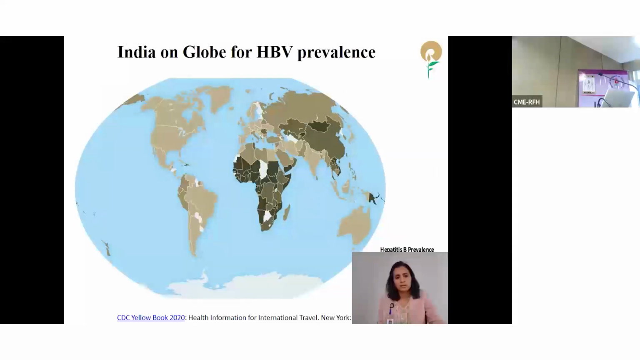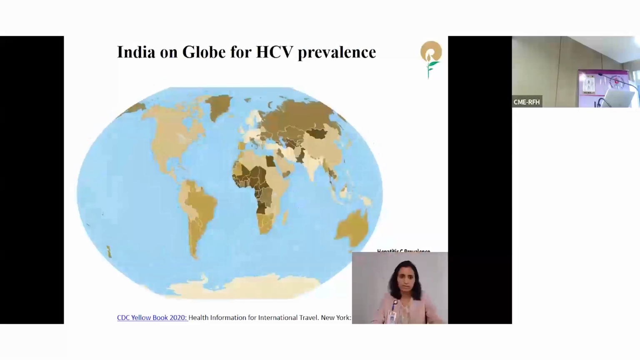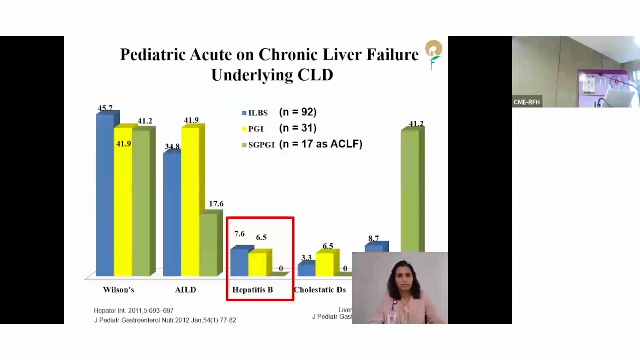To start a topic like this, we have to understand where India is on the globe for hepatitis B. We, as a country, are in the low intermediate range for hepatitis B prevalence. For hepatitis C prevalence, we are in a very low zone. However, because of the sheer number of patients and the population that we have, 7 to 8% of all our chronic liver disease children without hemoglobinopathies are also related to hepatitis B.